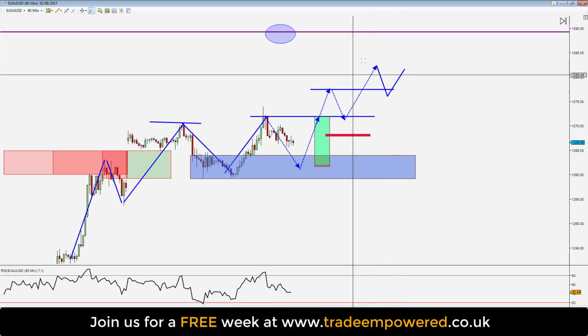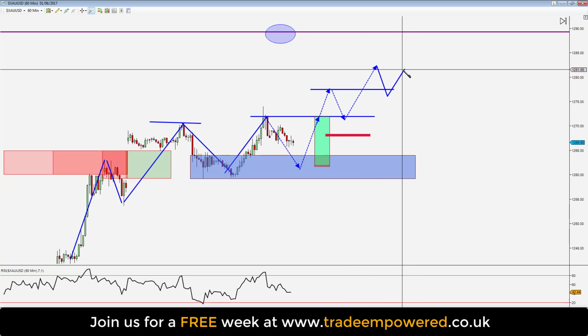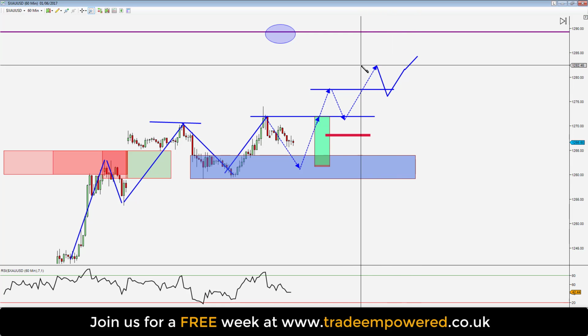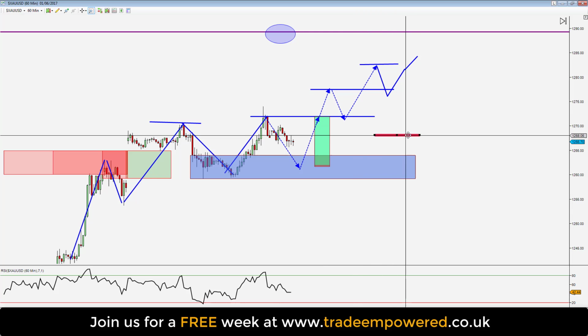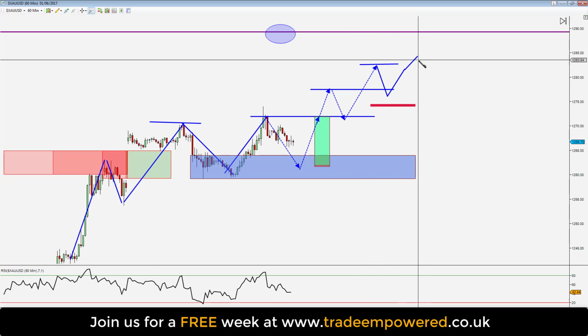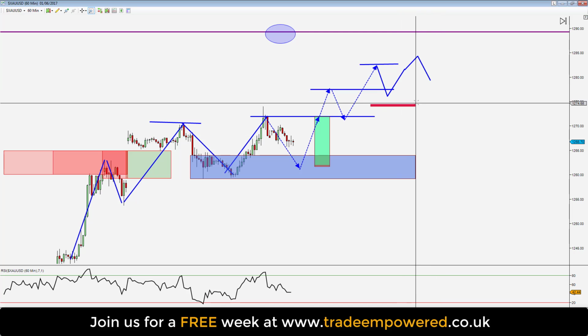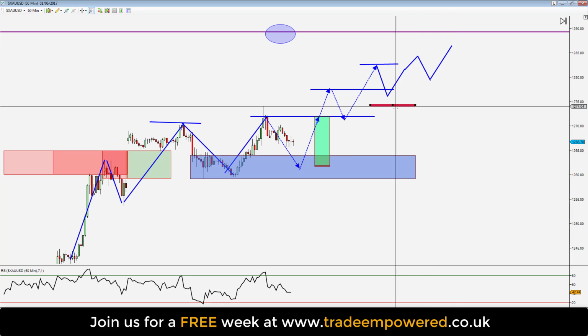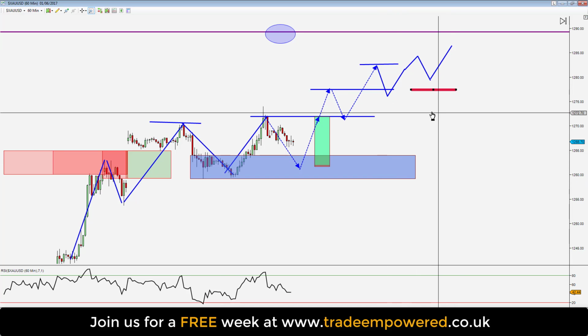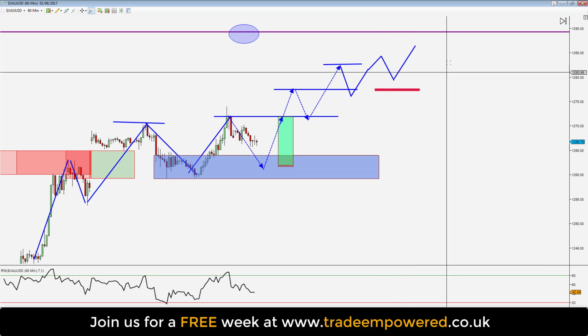As we approach this level, I can't move my stop loss yet. Can't move my stop loss yet until we break and close above. Then I can move my stop loss. See? And that's how you squeeze extra profits out of the market.